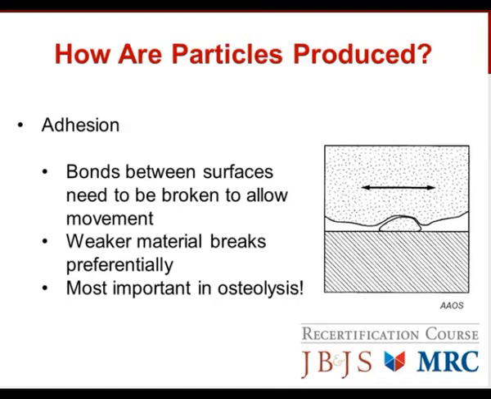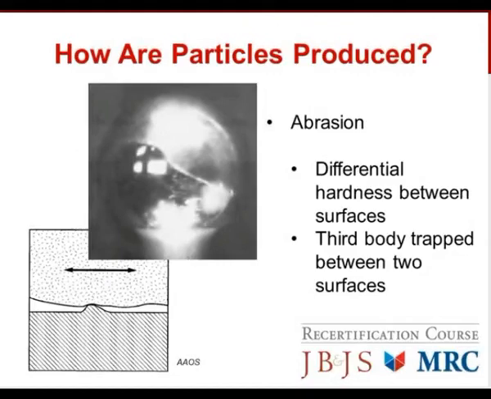When we talk about polyethylene particle production and osteolysis, we need to understand that adhesive wear is the most important wear mechanism that results in osteolysis. Adhesive wear occurs when bonds are formed between two surfaces, such as the femoral head and the polyethylene liner, and small amounts of material are broken over time to allow movement between those two surfaces. Abrasive wear occurs when there's differential hardness between surfaces, or when you have third body particles trapped between two surfaces. While this is perhaps the most intuitive form of wear that we think about, this is probably less important than adhesive wear when it comes to osteolysis.